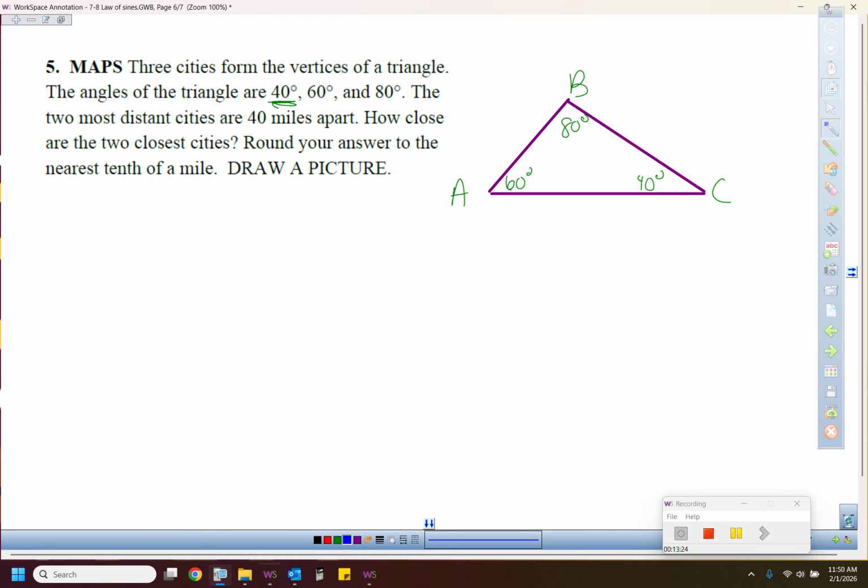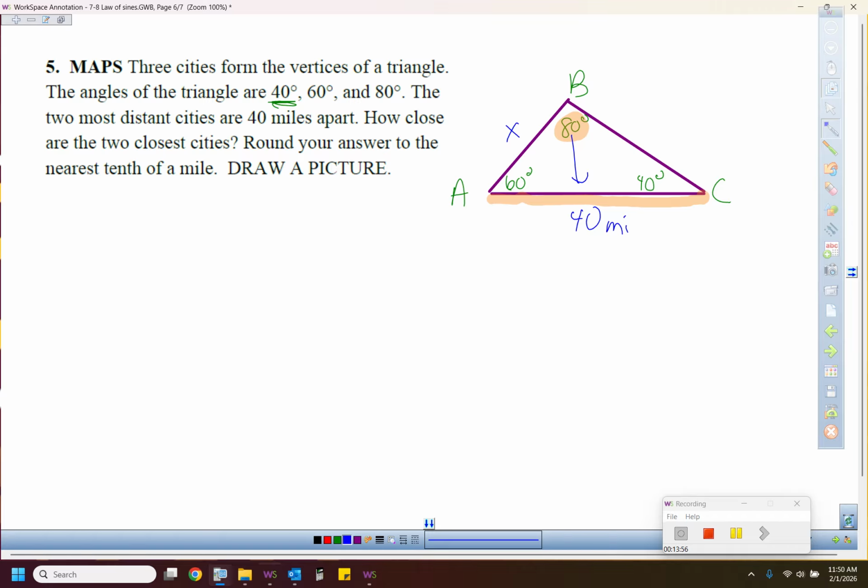It says the 2 most distant cities, so our cities are A, B, and C, are 40 miles apart. Well, we need to use the fact that the farthest apart would be the longest side, and shouldn't the longest side be across from the largest angle? So I'm going to put a 40 right there, and I'll throw miles on it as well. How did I know that had to go there? Because they were the farthest cities apart, and the longest side is always across from the largest angle. They say how close are the closest 2 cities? Well, wouldn't that have to be the side across from the smallest angle in that case?